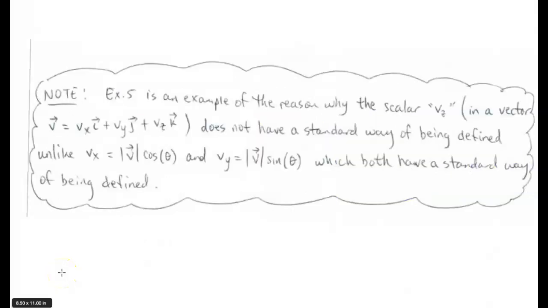To summarize my point, example 5 is an example of why, if we wanted a scalar component, which I called v of z in the video I did, in this current problem it would be that scalar value c. We don't have a standard way of doing it, like how we do with the x and y components and their corresponding magnitudes. We have a standard way for those, but not for finding the scalar or real number part of the z component. That's why I refrained from doing that in that video, and that's the purpose of showing you this example.